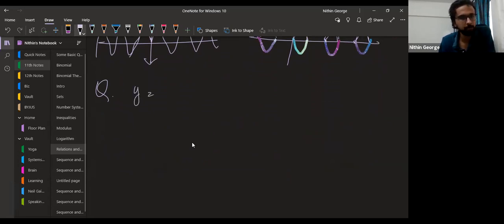Draw the graph of this: y equal to mod of mod x minus 1. Come on, quickly.